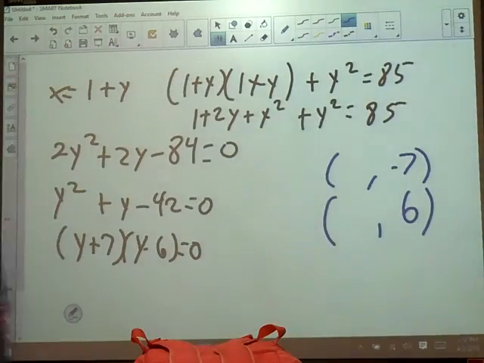Does that let you mark anything out? C doesn't have the signs right. B doesn't have the signs right. D doesn't have the signs right. Okay. So it's got to be this one, because the 7 had to be negative in the Y, and the 6 had to be positive in the Y.